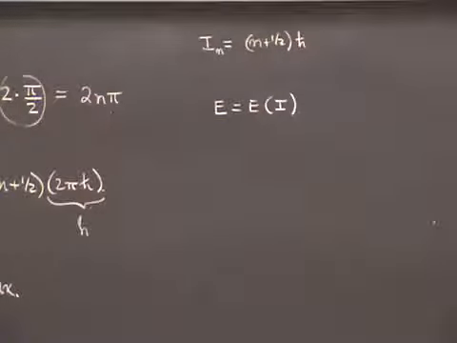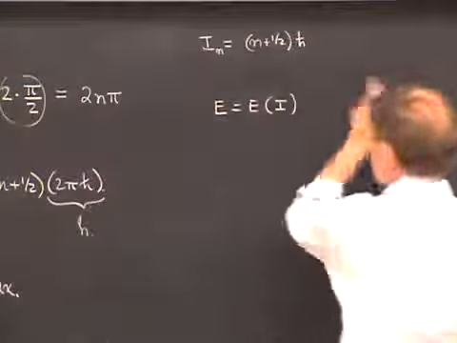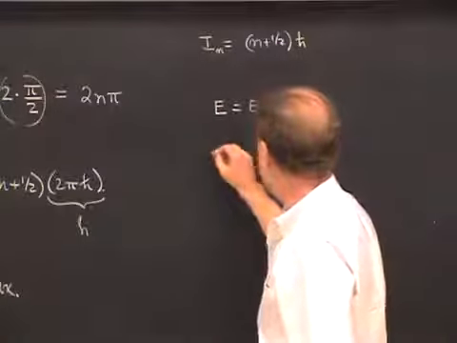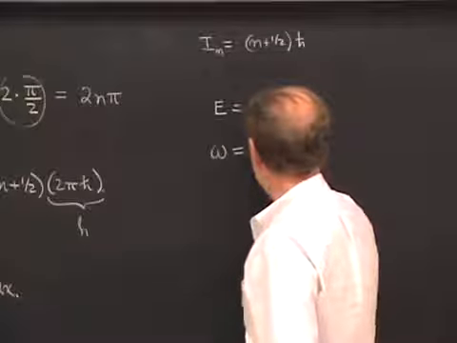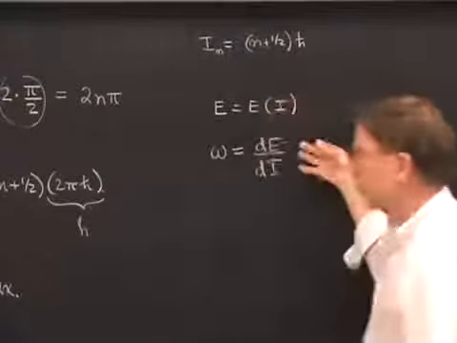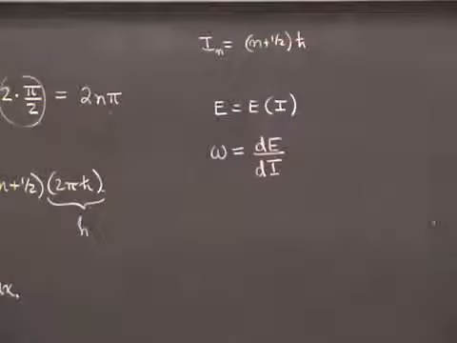Classically, the action takes on all values. Quantization, of course, occurs only because of quantum mechanics. There's a result in classical mechanics that's worth mentioning, which is that the frequency of the motion is actually equal to the derivative of the energy with respect to the action. I won't prove this, but that's an important result.